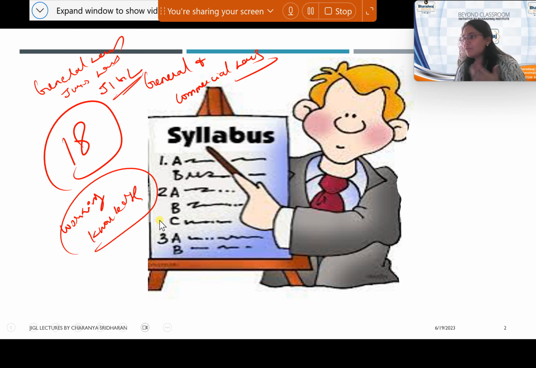That's why the syllabus is so vast. The Institute is also completely aware that it is impracticable for a student to learn 18 difficult chapters of JIGL within the 6 months given. So that's why they are not expecting what? Expertise. They are only expecting working knowledge.